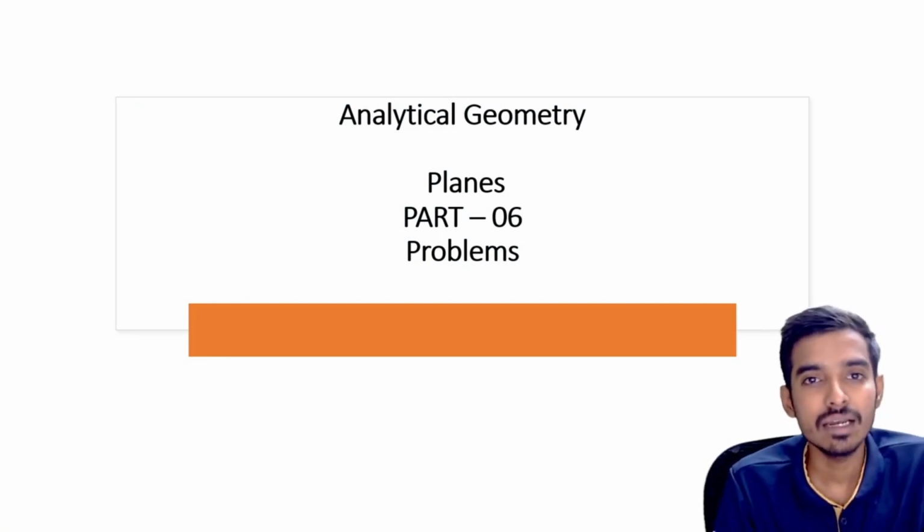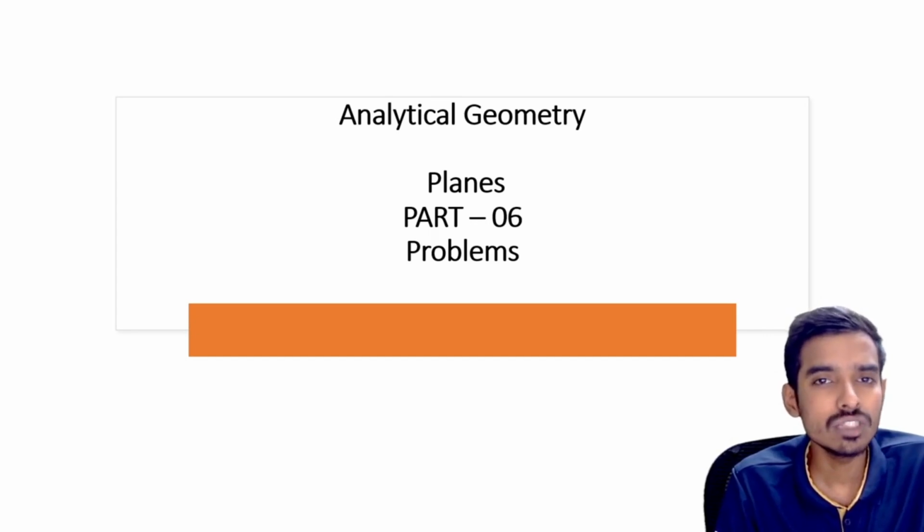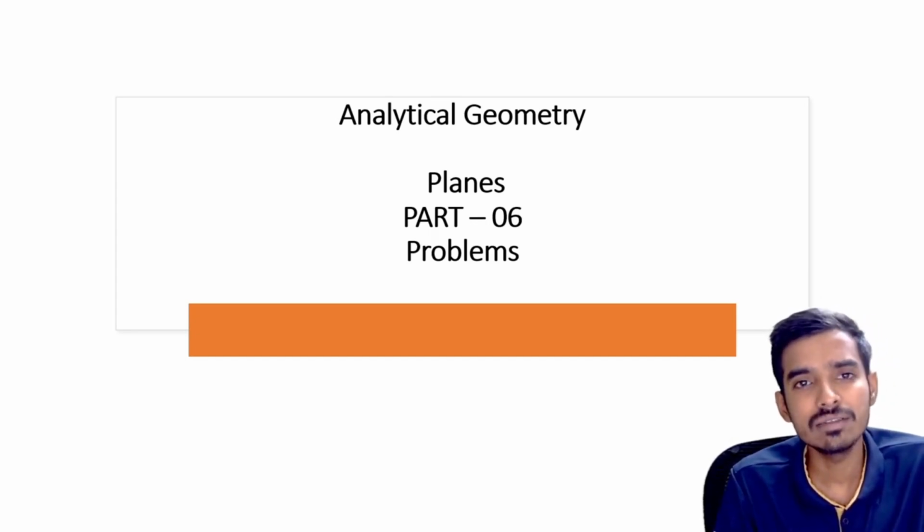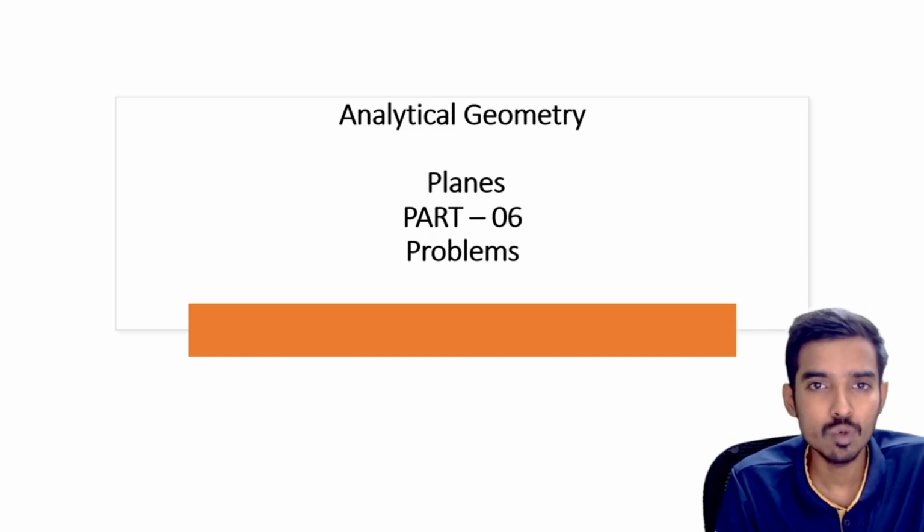So in part 6 and part 7, we're going to do some additional problems. We're going to do 7 problems overall in part 6 and part 7 combined. In this video, we're going to do 5 problems, and in the next class, we'll be doing the remaining 2 problems. After finishing these 7 problems, we'll move on to the next subtopic in planes.